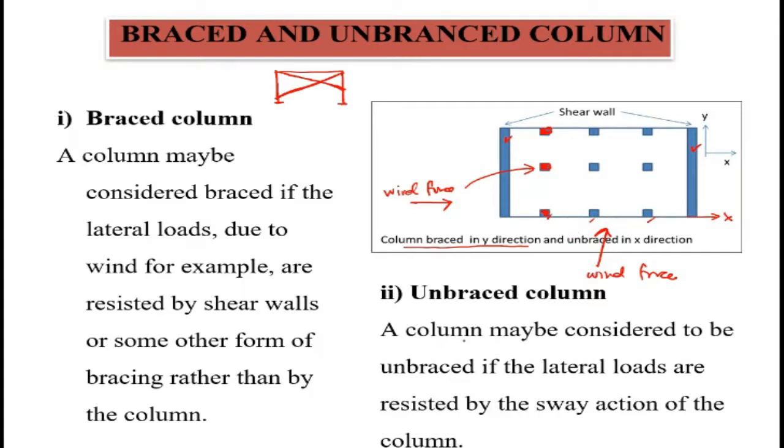Okay, a column may be considered to be unbraced if the lateral loads are resisted by the sway action of the column. So from the x-axis, actually the column will resist the wind force by itself. Dia tak ada shear wall dah yang nak sekat wind force tu daripada kena dia. Okay, so from y-axis, this column is braced. From x-axis, this column are unbraced. Boleh?